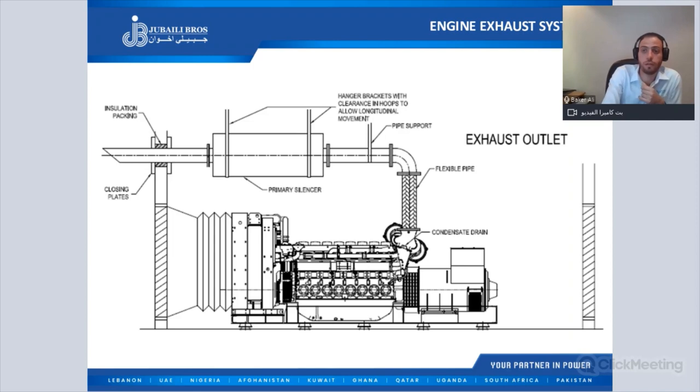Now we will talk about the engine exhaust system. These are the main components of the engine exhaust system: flexible pipe, exhaust pipe, silencer, the hanger of the silencer. And here I will show you later the rain cap. So again, this is the flexible pipe, this is the exhaust pipe, this is the silencer, and this is the hanger of the silencer.